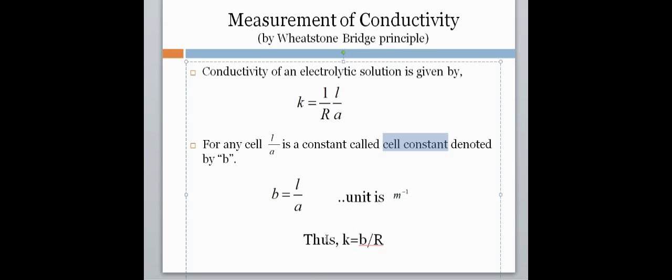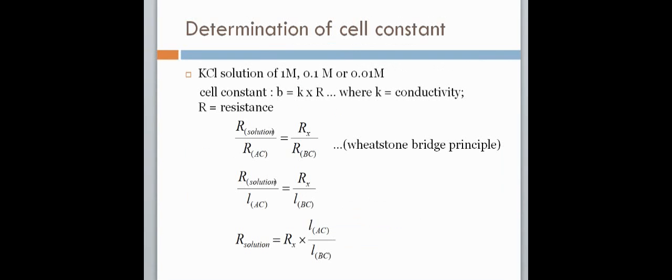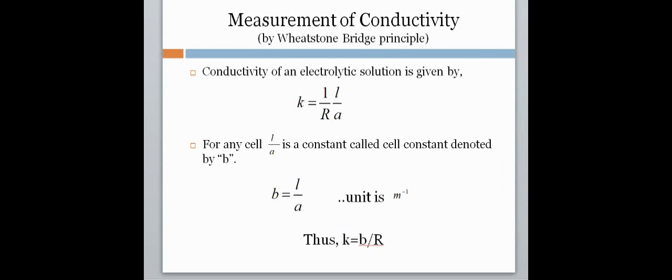So thus the new equation becomes conductivity K is equal to cell constant upon resistance. So K is equal to B upon R. Okay, so that's how I can measure conductivity. So this is what it was, right? So measurement of conductivity. If I know cell constant and if I know the resistance, I should be able to find out the conductivity.